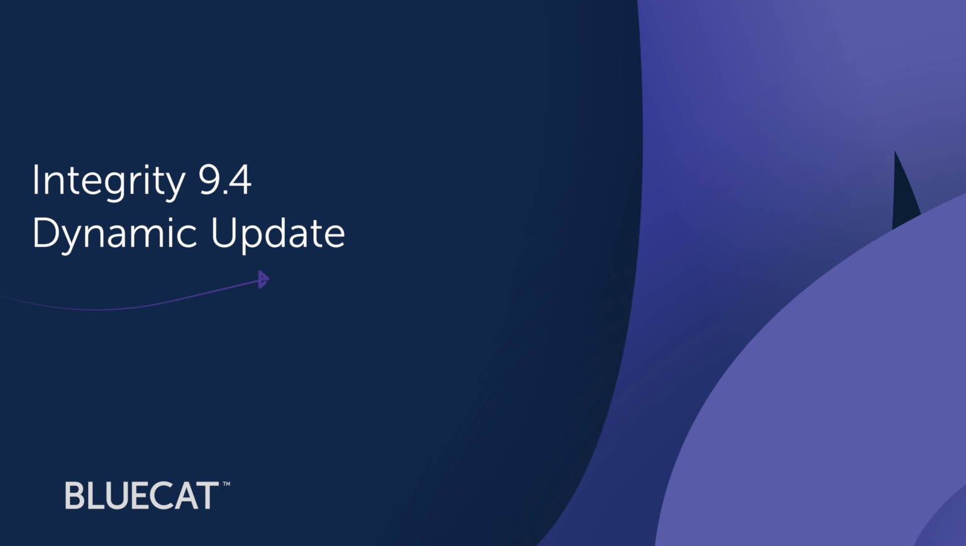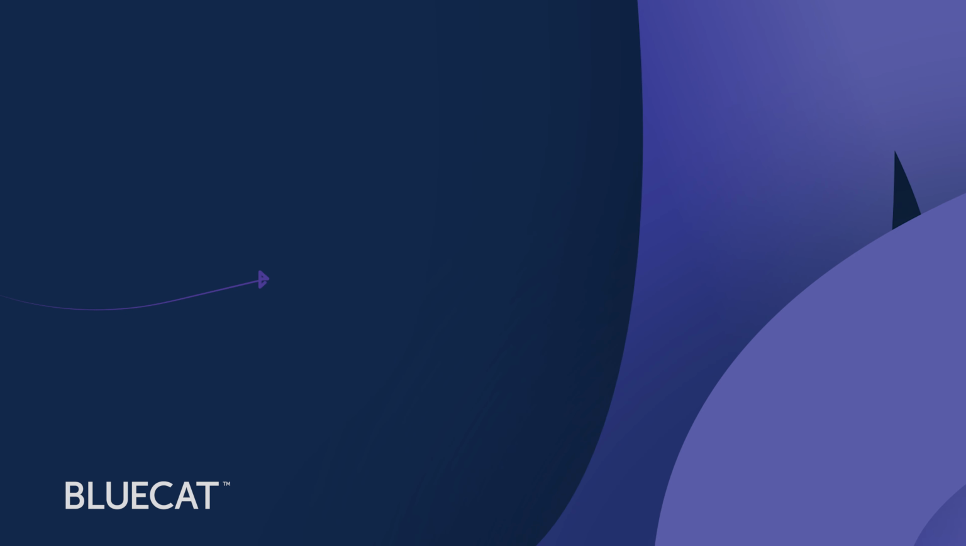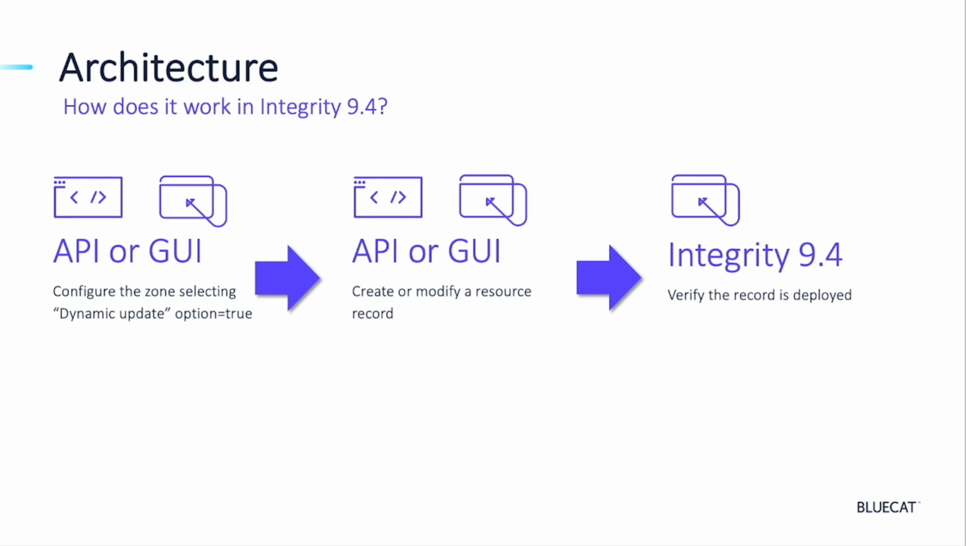We're going to be looking at how customers can deploy DNS records dynamically, effectively removing the step of manually deploying changes. With ever-decreasing SLA targets for availability, customers do not want to wait for their antiquated deployment models to catch up with the rest of the provisioning system. Architecturally, how does this work now in version 9.4?